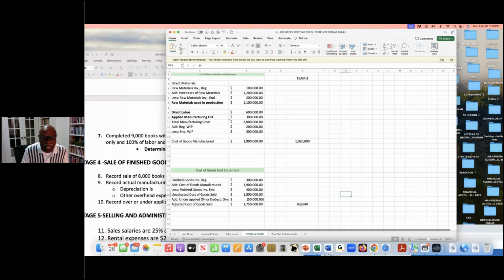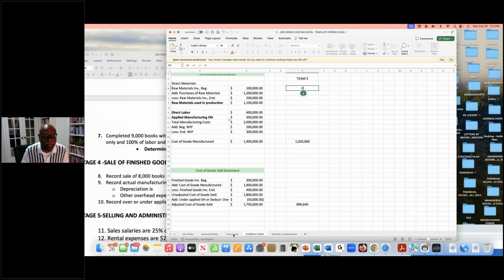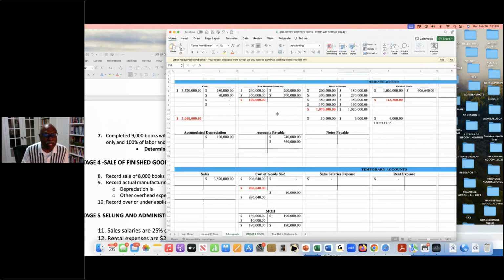What we have to do now is put some numbers in here to make that happen. So what's the first number you're going to put in? We didn't have any beginning raw materials, did we? But how much did we purchase in raw materials? We purchased 360 and 240. So was that 600,000? Yes, okay.